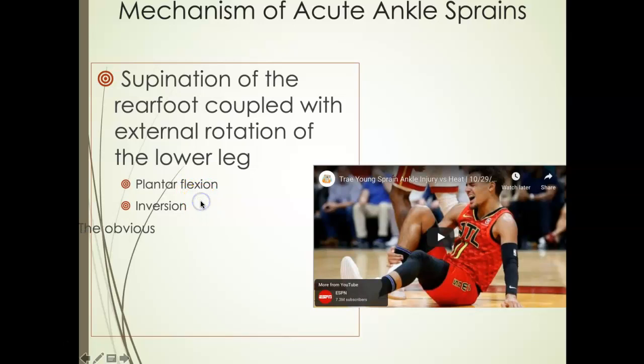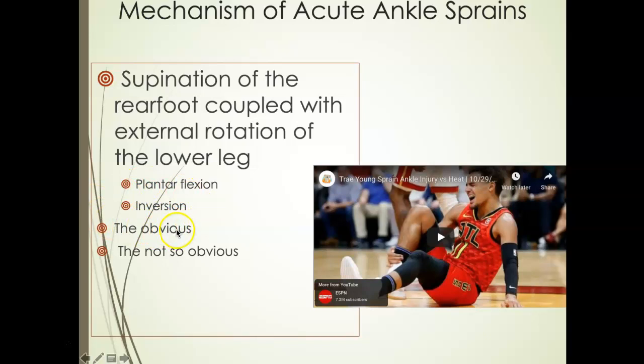Now, there are two things that we have to consider: the obvious and the not so obvious. So when an ankle injury walks into our clinic, the obvious thing that we're looking for, when they tell us in our history questions that they've inverted their foot and plantar flexed their ankle, is what? A sprain to at least one of the three lateral ankle ligaments. That would be the obvious.